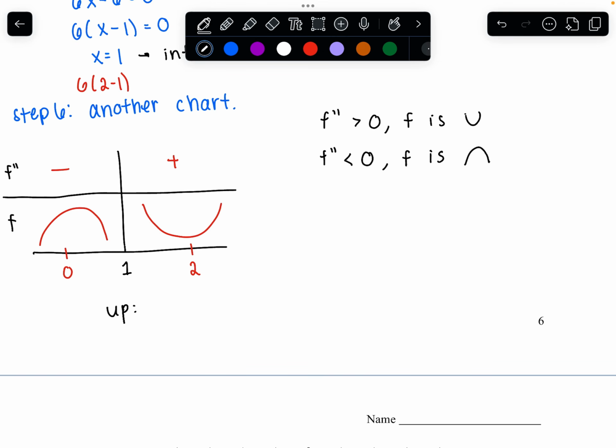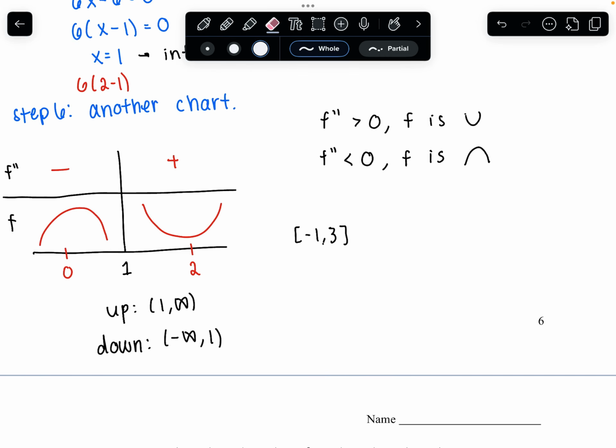So up, we are 1 to infinity, and down, we are negative infinity to 1. Again, we only care about -1 to 3. So we might as well write that.